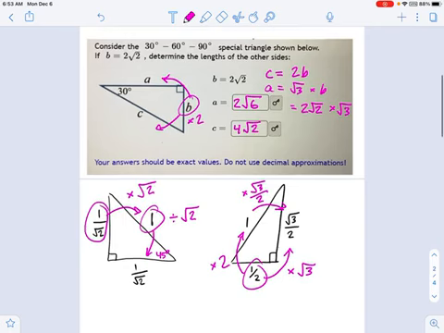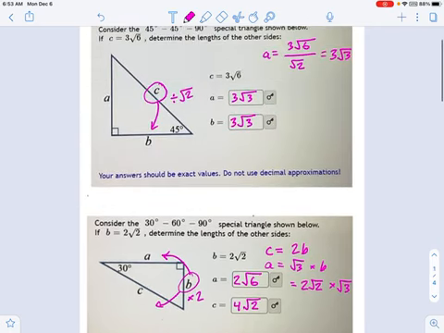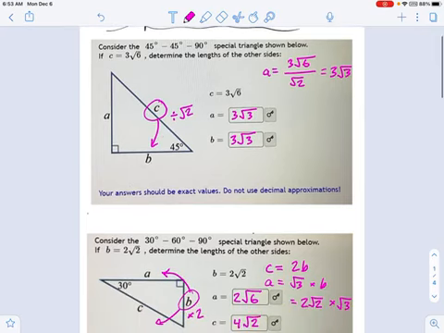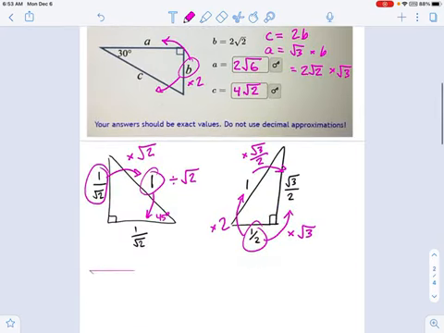Okay, so that should cover most of the examples that you're going to see. I'm not sure which your particular problem has, but just first try to establish whether it's 45-degree triangle or a 30, 60, 90, and then use those ratios that we got from the Pythagorean theorem down here.